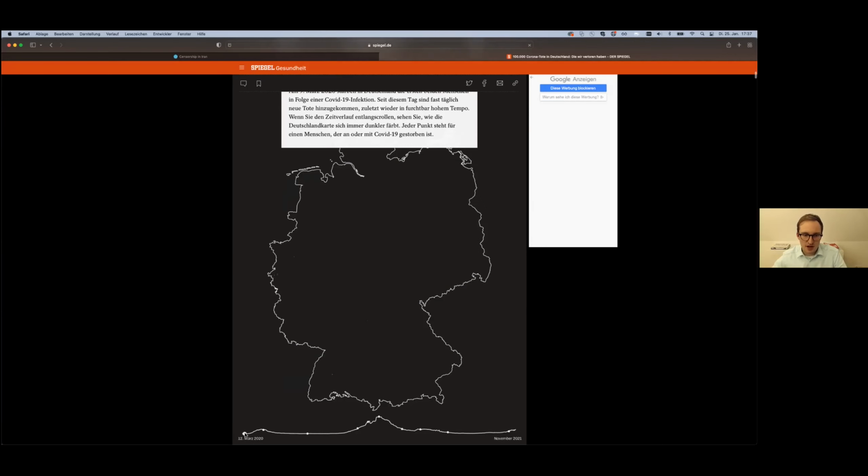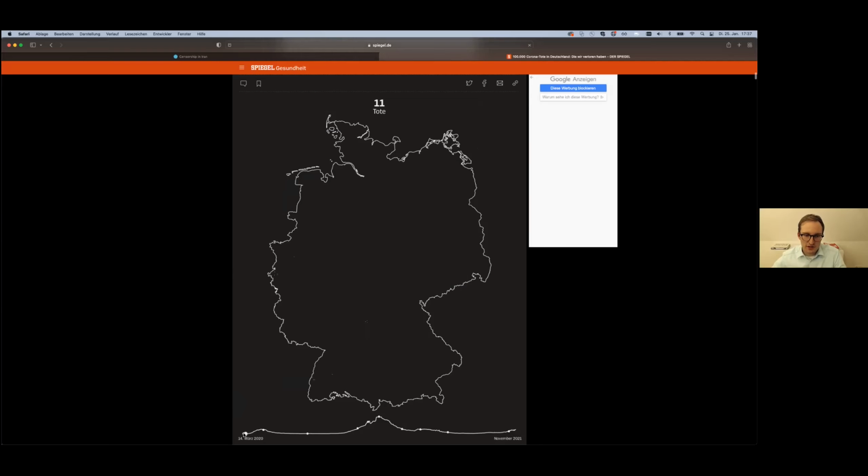And here at the bottom, we had the curve that I just showed you on the slides, which is the death curve, which is now going until November 2021. This was the date when we published this story. And by scrolling, you are now moving on this curve here. And every time there is a new death, you see it directly on the map.